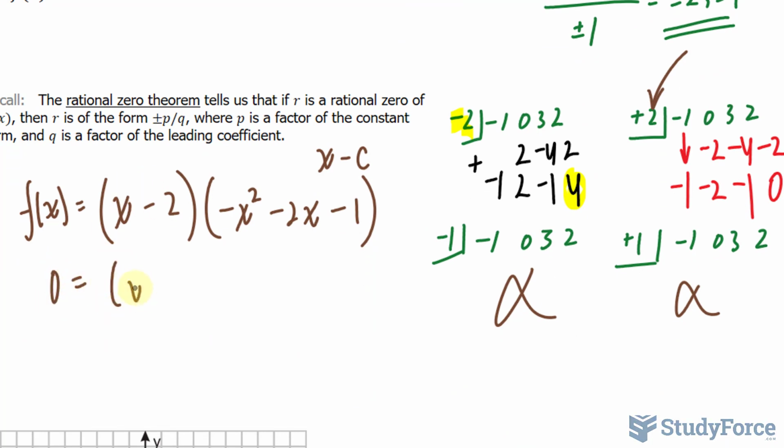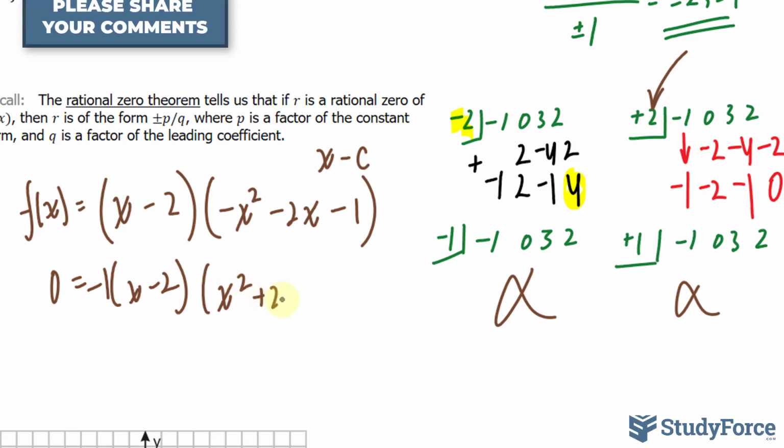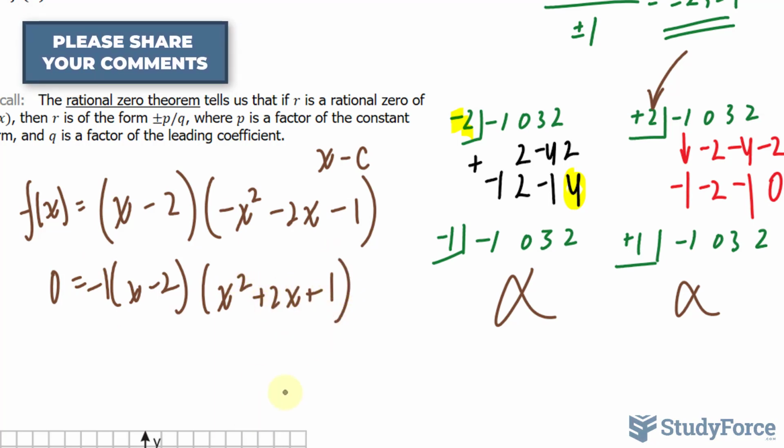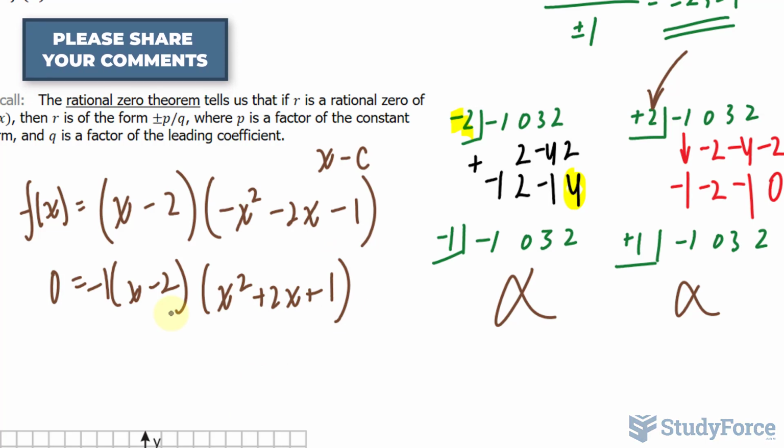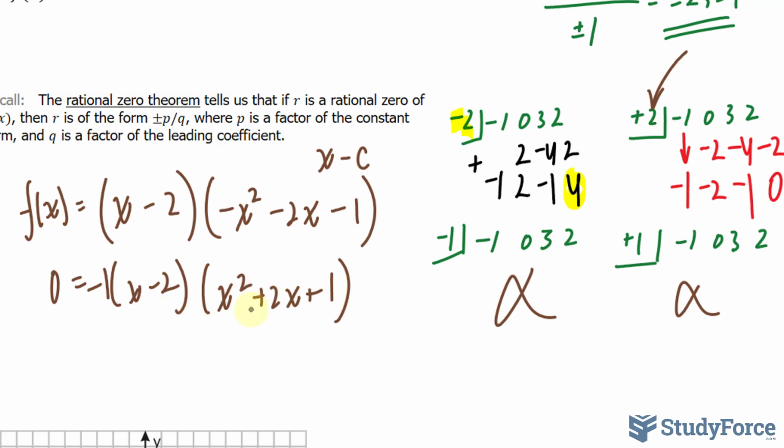So we'll rewrite this, and this expression is a quadratic. In fact, you can factor out a negative 1, let's make it easier for ourselves. It becomes x squared plus 2x plus 1. And this can be factored by trial and error. What two numbers multiply to 1 and add to positive 2? Those two numbers are positive 1 and positive 1. So we have negative x minus 2, and I'm going to break this down into x plus 1 squared.